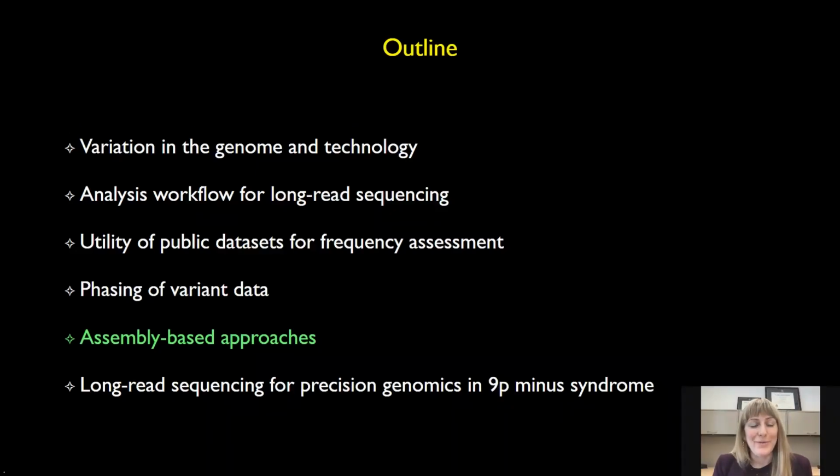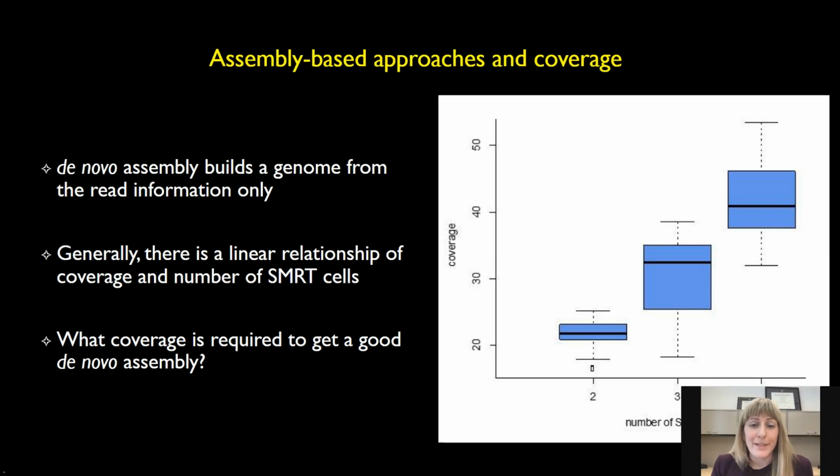Okay, now the next part I'm going to talk about is the assembly-based approaches. Because let's face it, if you have long-read sequencing data, one of the coolest things about it is that you can do de novo assemblies. So we wanted to look at this more formally. What I mean by a de novo assembly, just in case you're not aware, is basically building a genome from the read information only. We don't need a reference genome. All we need are the reads from this individual.